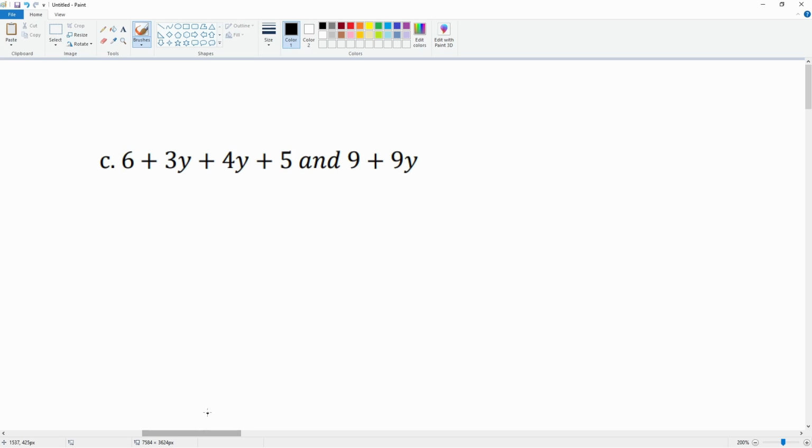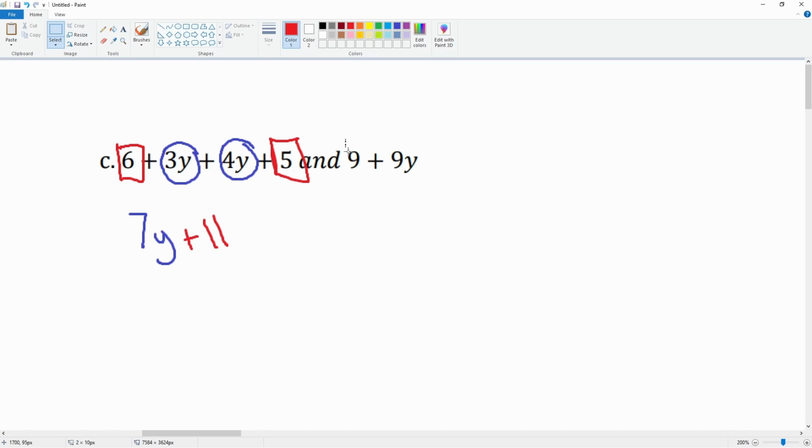Next, let's take a look at this C. Well, let's combine some like terms here. So I have a y and a y here. So these are like terms. 3y plus 4y becomes 7y. Then we have the 6 and the 5. That together gets you the value of 11. Okay, plus 11. And let's see if this is the same as the 9 plus 9y.